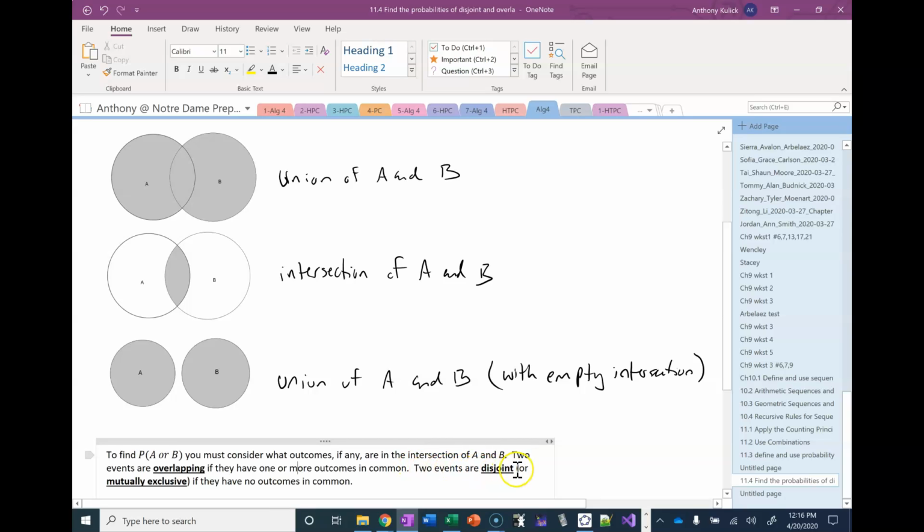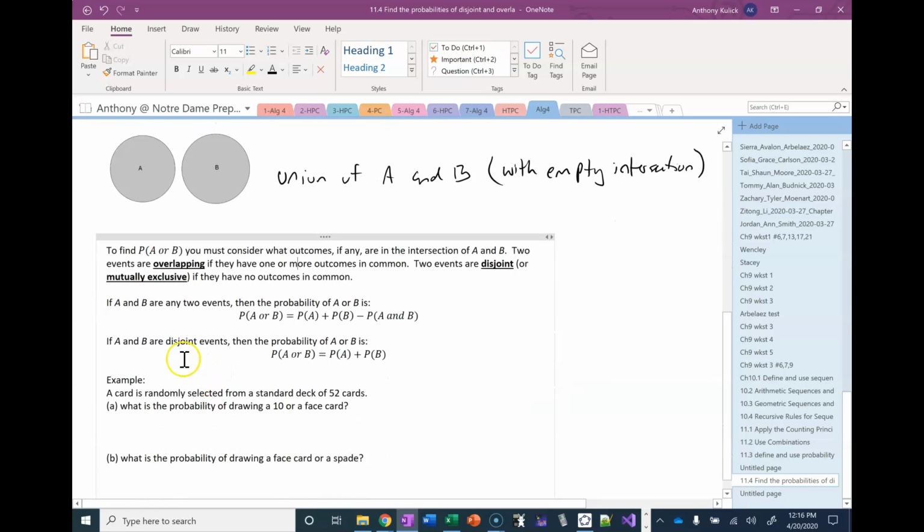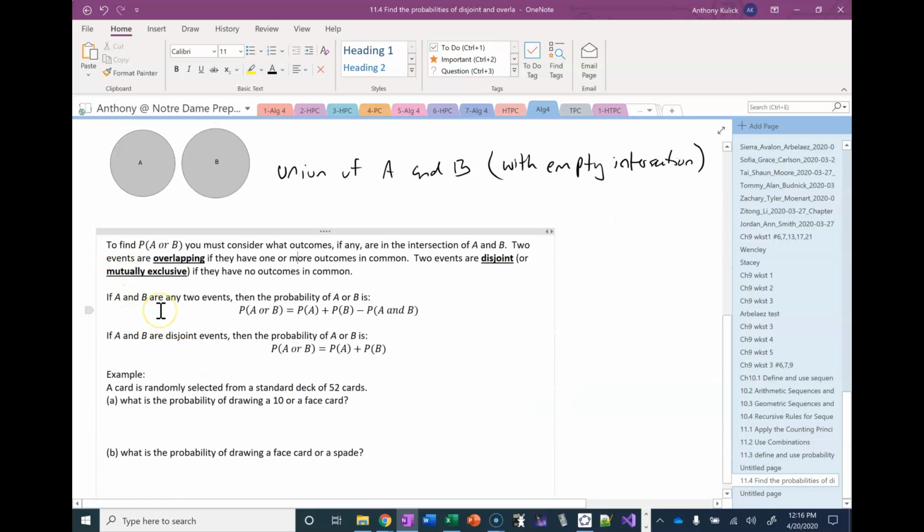We say two events are disjoint or mutually exclusive. Those two terms are used kind of interchangeably. They have no outcomes in common. So that's like this picture here, where the circles don't overlap at all, because there's no outcomes in A that are also shared in B. So that gives us kind of two formulas for these two different situations.